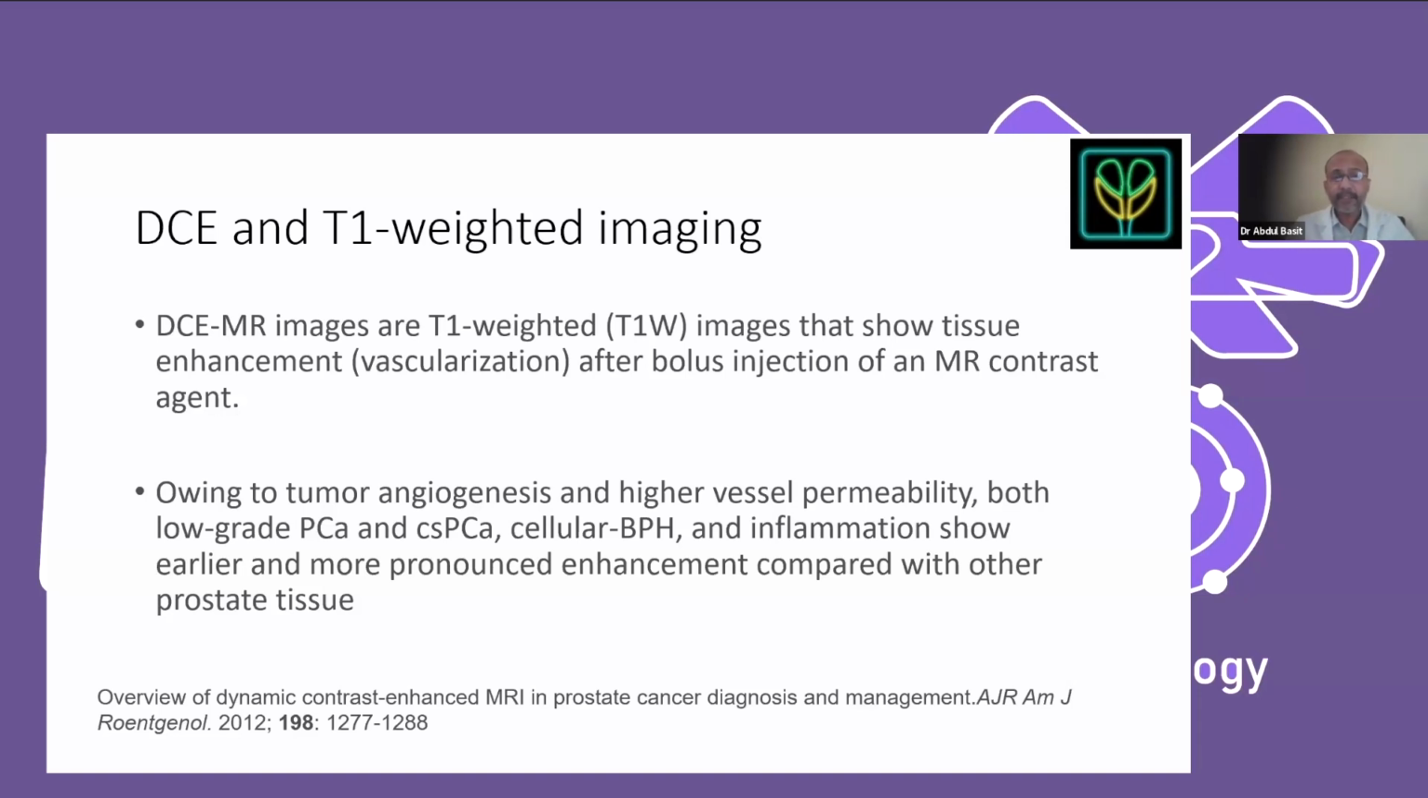But sometimes the dynamic contrast enhanced images, if viewed in isolation, will be a little challenging for the purpose of differentiating whether this is a malignant or a benign lesion. Therefore, it is always important to complement the functional images with the dynamic contrast enhanced MR sequences.